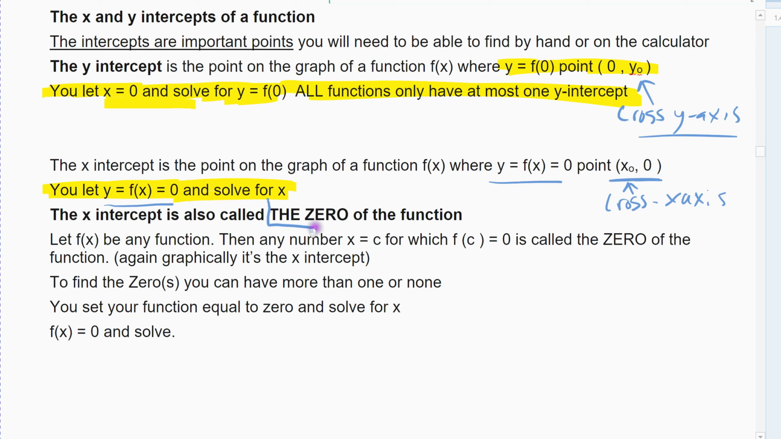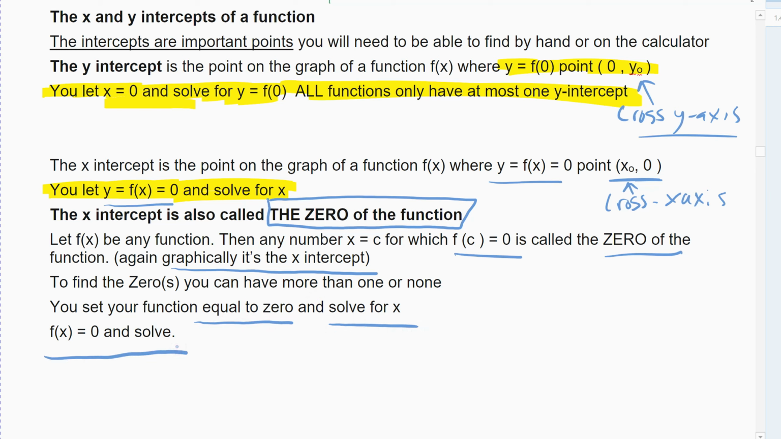And that is why oftentimes we'll say find the 0 of the function. The 0 of the function is the x-intercept. It's where it crosses the x-axis. It's when my function, the y values, are 0. We often ask for that, and it means the same thing as the x-intercept. The 0 of any function is some number x, x equals c, where c is a number. When I plug that number in, I get 0 out. It's called the 0 of the function for that reason. Graphically, it is the x-intercept. You set your function equal to 0 and solve for x.